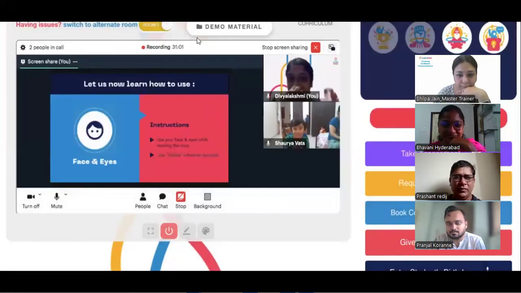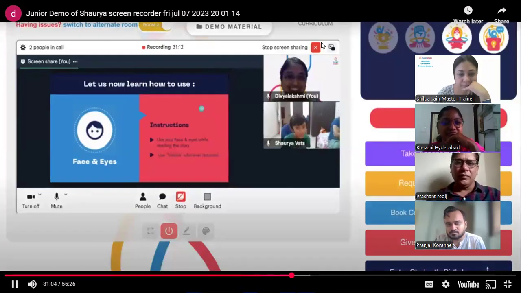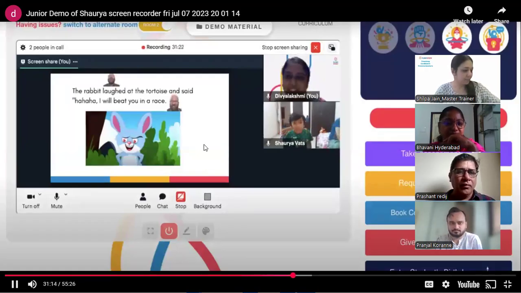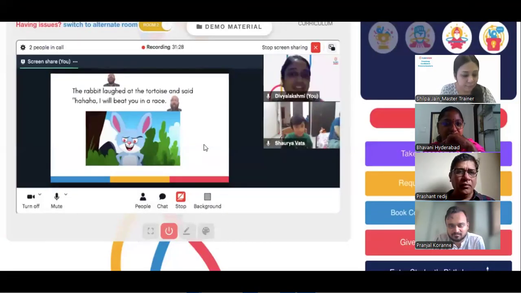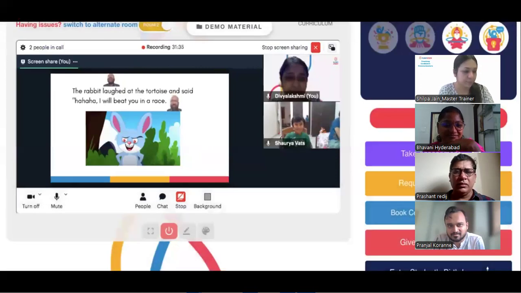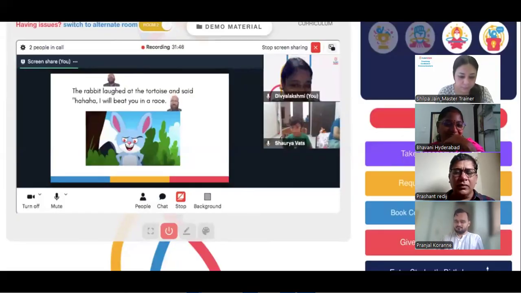Okay, let us learn how to use face and eyes. So the expressions. Again, remember your mother is your lifeline in case you need her. Now look at the expressions. The rabbit laughed at the tortoise and said, ha ha ha, I will beat you in a race. Look at the arrogance on the face. Yes, Shaurya, do it. I will beat you in a race. You're smiling very happily. Expression has to change. I will beat you in a race.